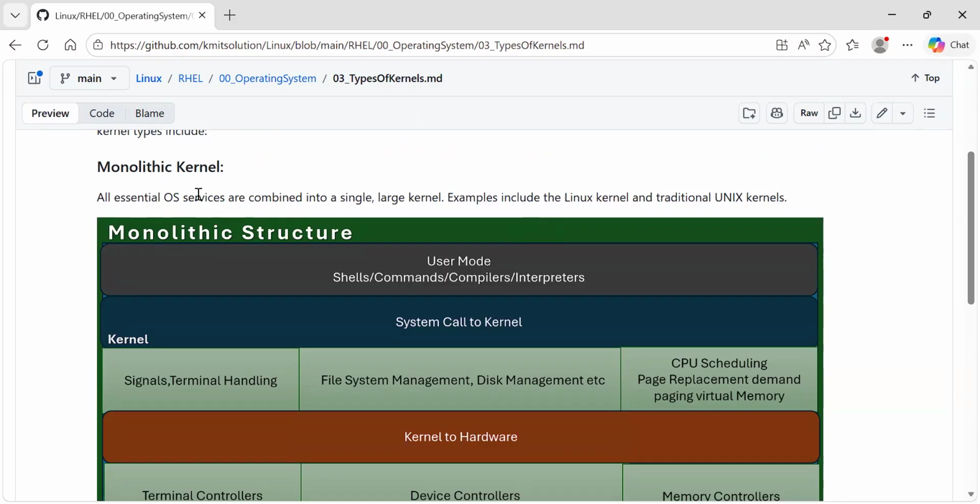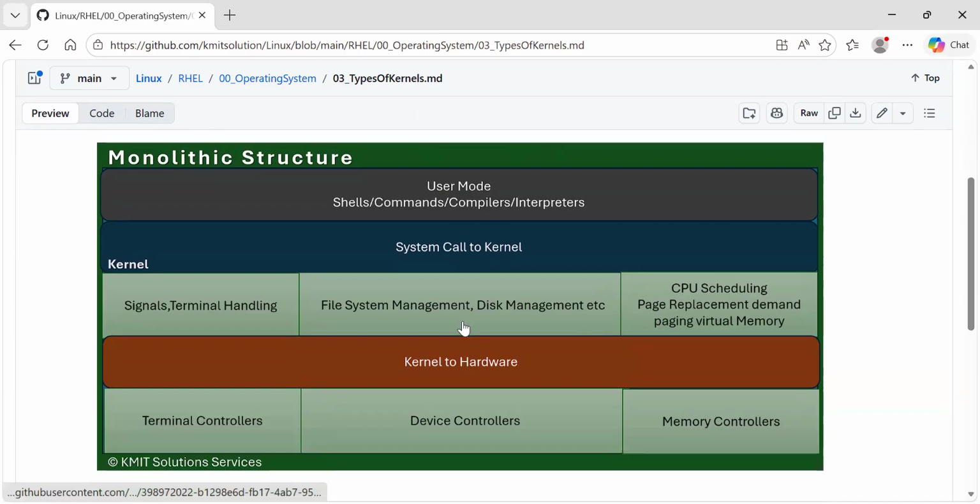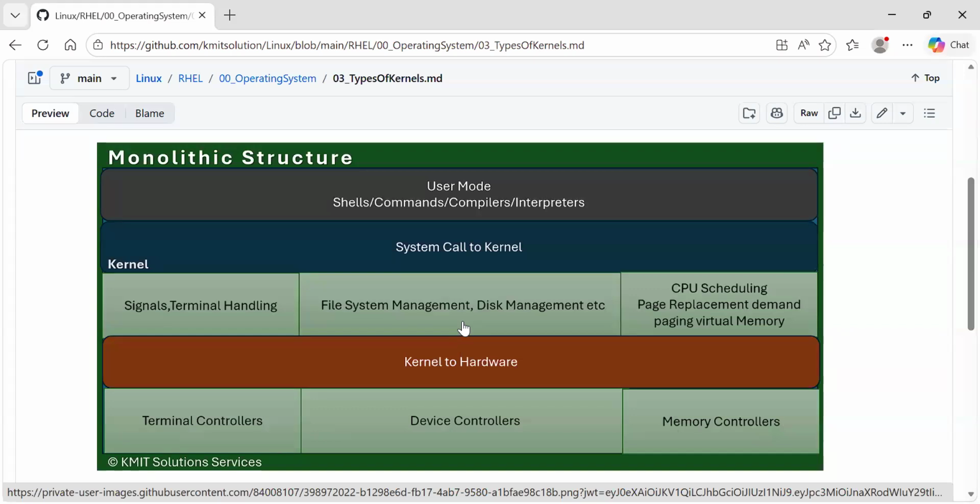So all the OS services are combined into a single and large kernel. If you are aware of a monolithic application, a monolithic application is that type of application where everything is in a single binary. So it means if you need any change in any functionality, whether small or big, you need to rebuild your application. Same case with the monolithic structure or monolithic kernel.